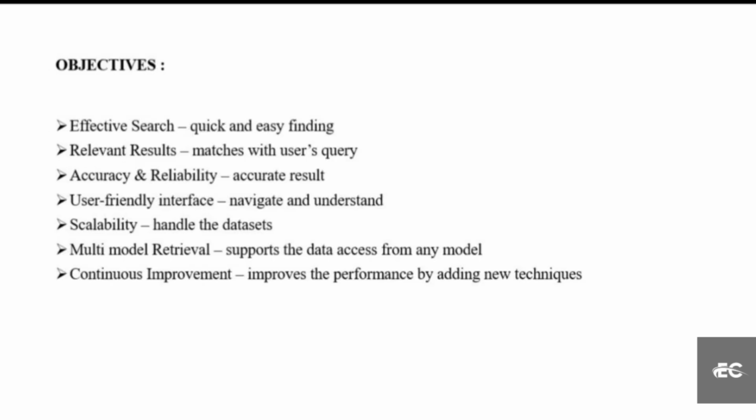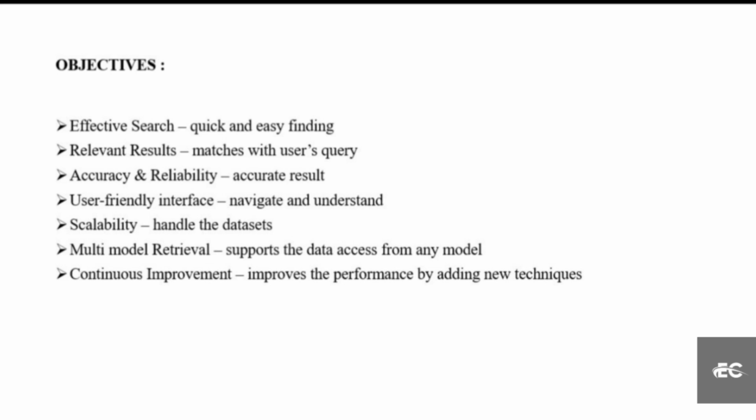And now let us discuss the objectives of information retrieval system. These are of seven types. The first one is effective search. What happens in the effective search? The system aims to help the users find the information quickly and easily within a short span of time. Next one is relevant results. It matches with the user's query, which means whatever data has been derived, it ensures that the result matches the user's query accurately. And the next is accuracy and reliability. It aims to provide accurate and trustworthy information that is perfectly reliable with the query. And the next is user-friendly interface.